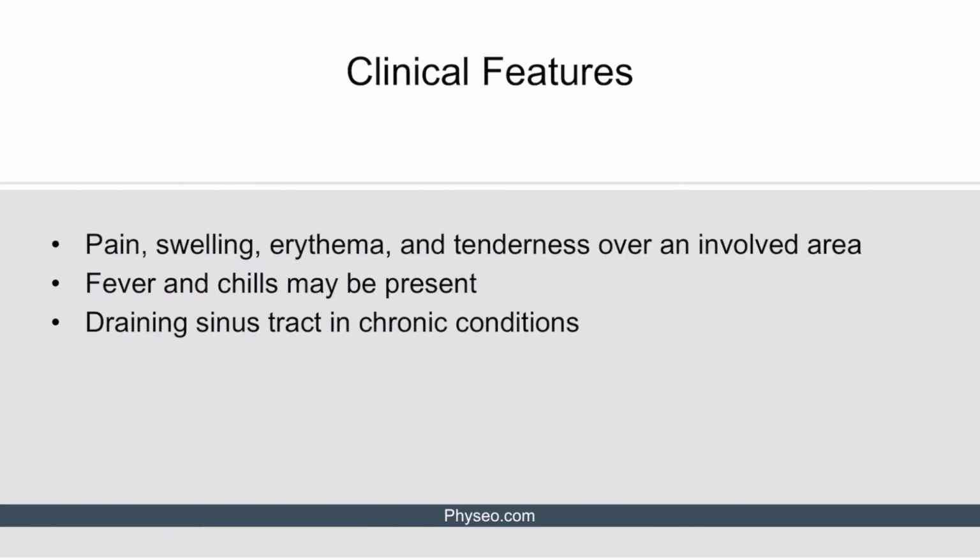All right, let's move on to clinical features. A patient with osteomyelitis typically presents with pain, swelling, erythema, and tenderness over an involved area. Fever and chills may be present, and a draining sinus tract may also be found in chronic conditions.